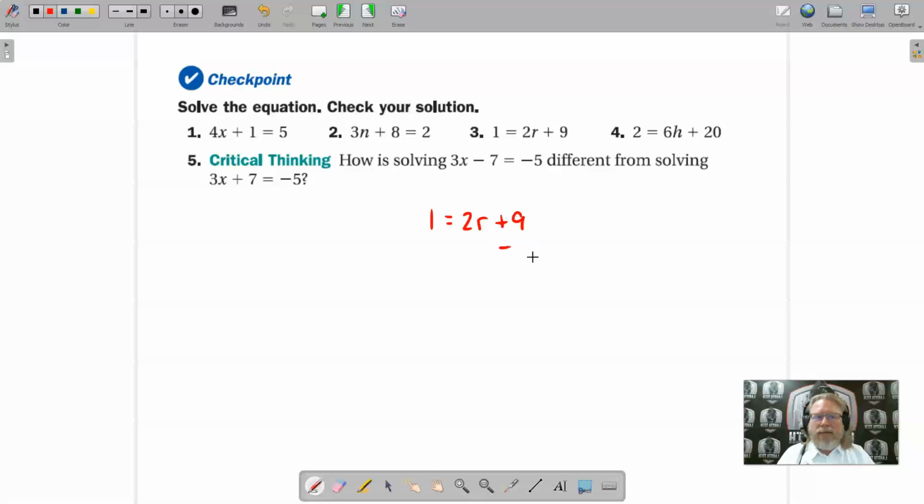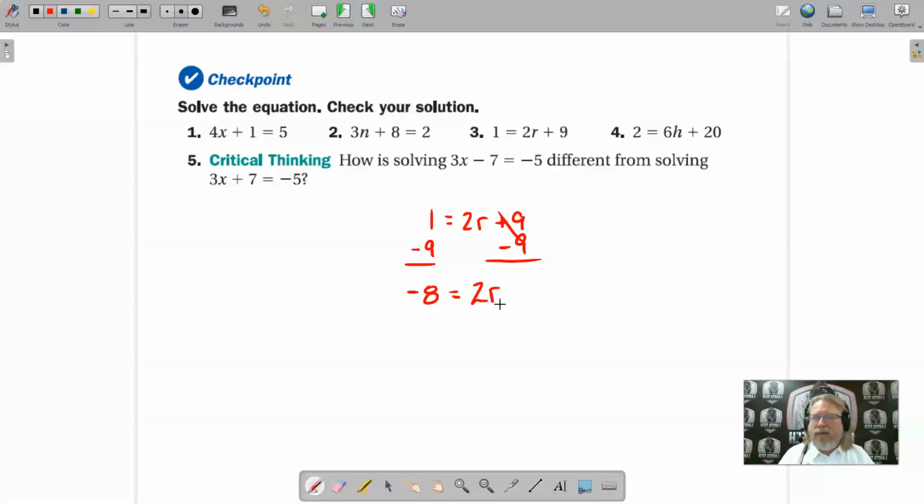We're going to use the opposite operation, which is subtraction. We're going to subtract the very number we wish to get rid of, which is 9. And what we do to one side, we have to do to the other. So we are subtracting 9 from each side. The positive 9 and negative 9 are going to cancel each other out because they are opposites, leaving us with just 2r on the right. Now we have 1 minus 9. So if we took 9 away from 1, we would get negative 8.